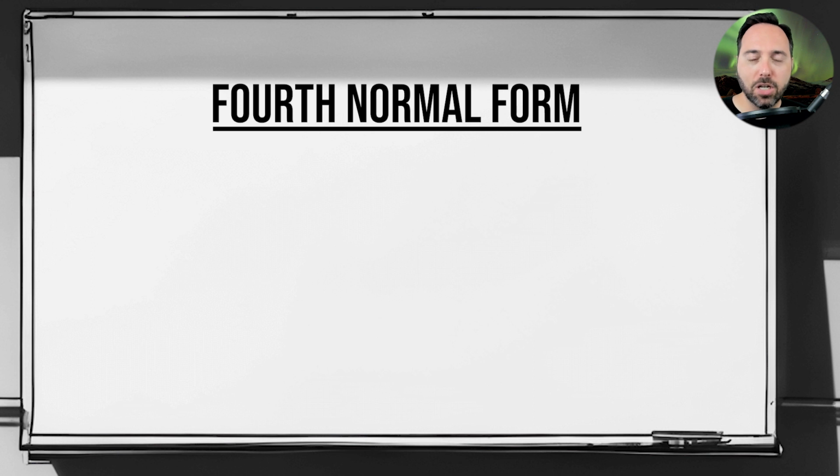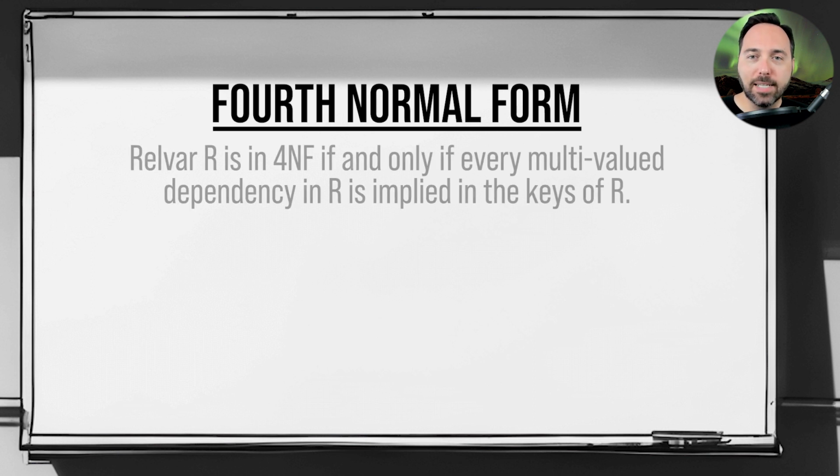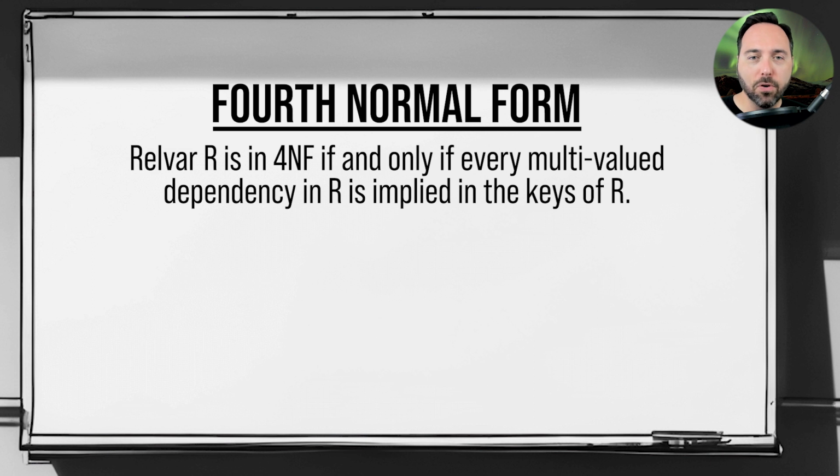This is the definition of fourth normal form. It states that a rel var R is in fourth normal form if and only if every multi-valued dependency of R is implied by the keys of R. There's one new term we haven't heard of before, a multi-valued dependency. Otherwise, this definition looks very similar to fifth normal form, and that's for good reason. Fourth normal form is a special case of fifth normal form. We'll see this even more clearly when I explain what a multi-valued dependency is.